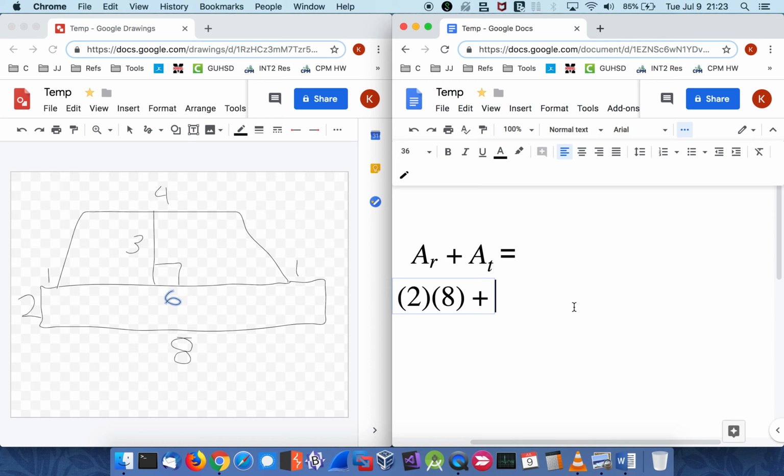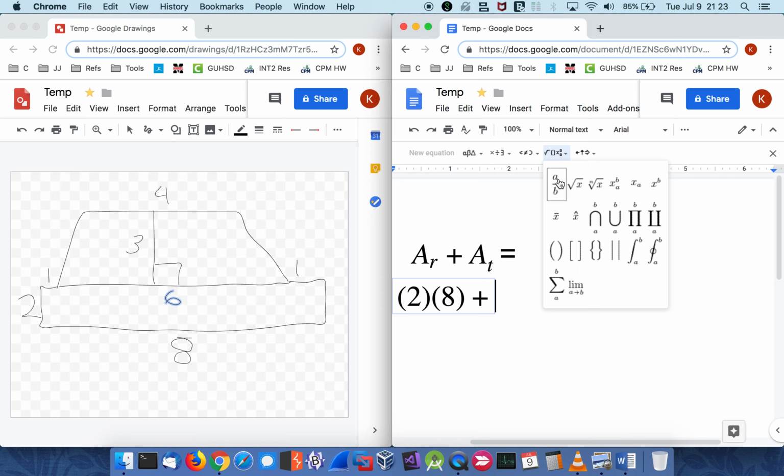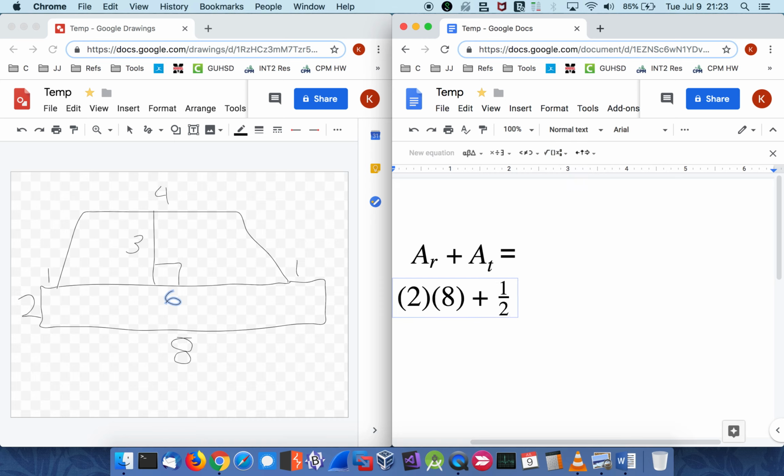So the area of a trapezoid equation is, let's see if I can do this here. Where's my equation? Here we go. We want that. So 1/2 of the base 1, which is 6, plus the base 2, which is 4, and then times the height, which is 3. Okay? So that's the area of the rectangle plus the area of the trapezoid. Area of the trapezoid, 1/2 of base 1 plus base 2 times height. Base meaning like this is the base. This is another base.